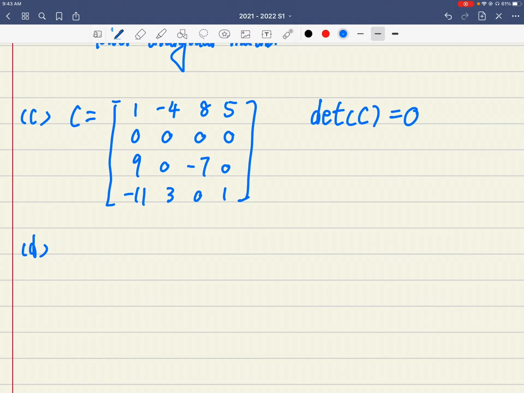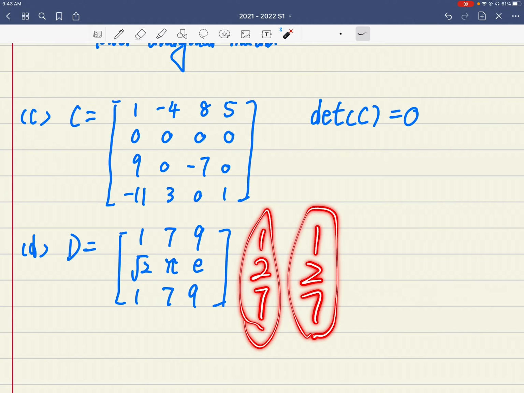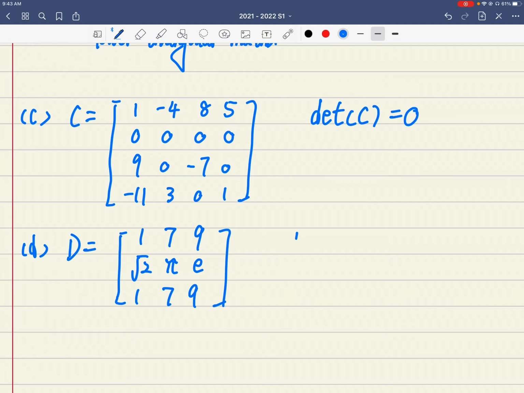Then the fourth, the third special case, is when a matrix has two identical rows or two identical columns. In this case, this matrix has two identical rows. But if it has two identical columns, for example, if two columns look exactly the same, then again, you don't need to apply the formula of the determinant. You can just write down the result. The result is 0. Whenever a matrix has two identical rows or identical columns, the result is 0.